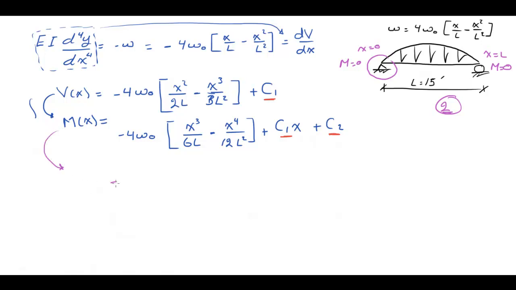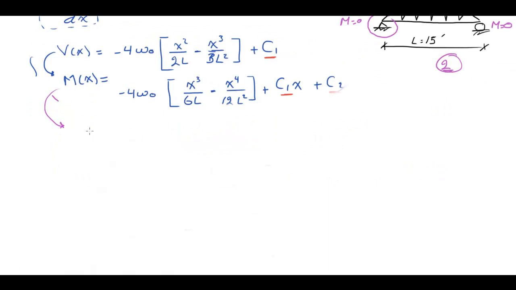At x equals 0, this term is 0, plus this term becomes 0, because 0 minus 0 multiplied by something is 0, and 0 times C1 is 0, and now we have C2, and the whole thing is equal to 0. Why equal to 0? Because that's the boundary condition. At x equals 0, M is 0. From this I get C2 equals 0. So this one is gone. Okay, I'm using the moment equation.